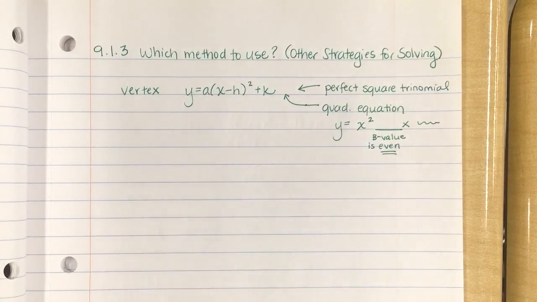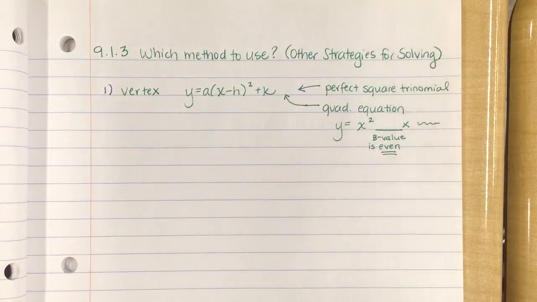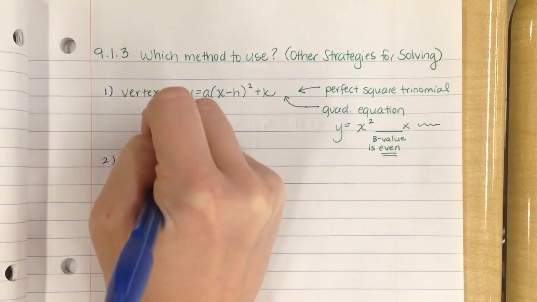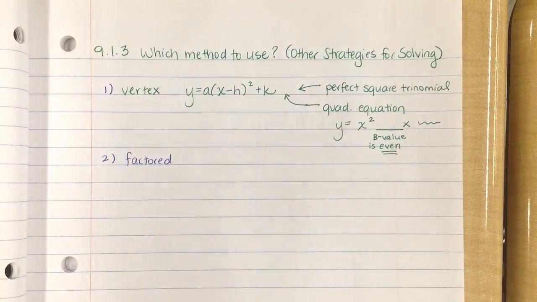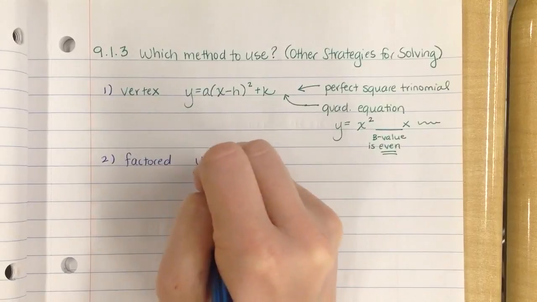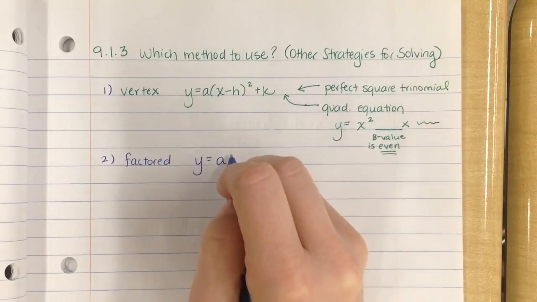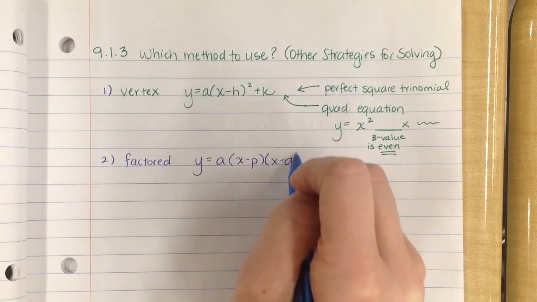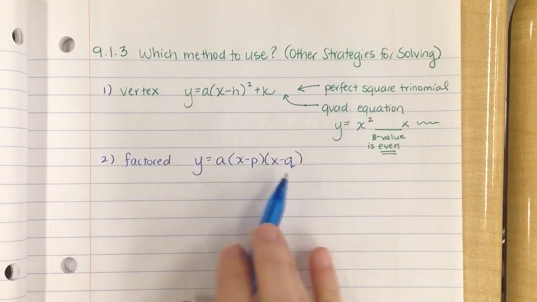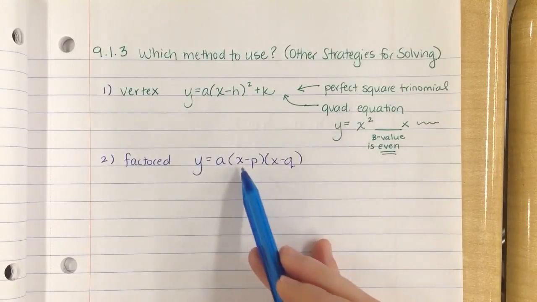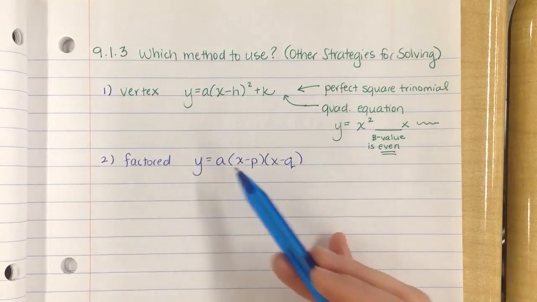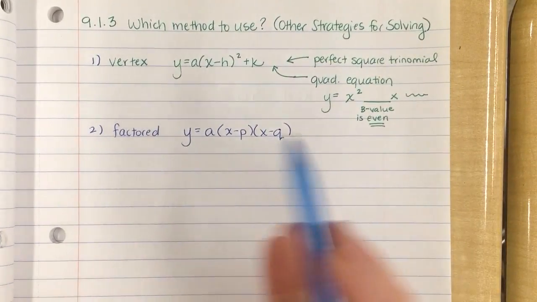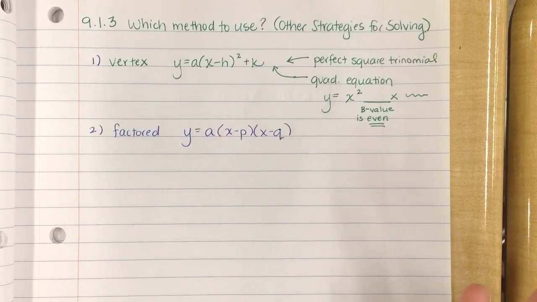The second method would be to put it into factored form. Now, the only way we can really put it into factored form is if the equation is factorable. Factored form looks like this. We have y equals a on the outside still, times x minus p, times x minus q. What you'll notice here about factored form is that there are two separate sets of parentheses, which means there are two separate sets of roots, or two real roots for this parabola. So again, the only way to use factored form is if the equation actually is factorable.